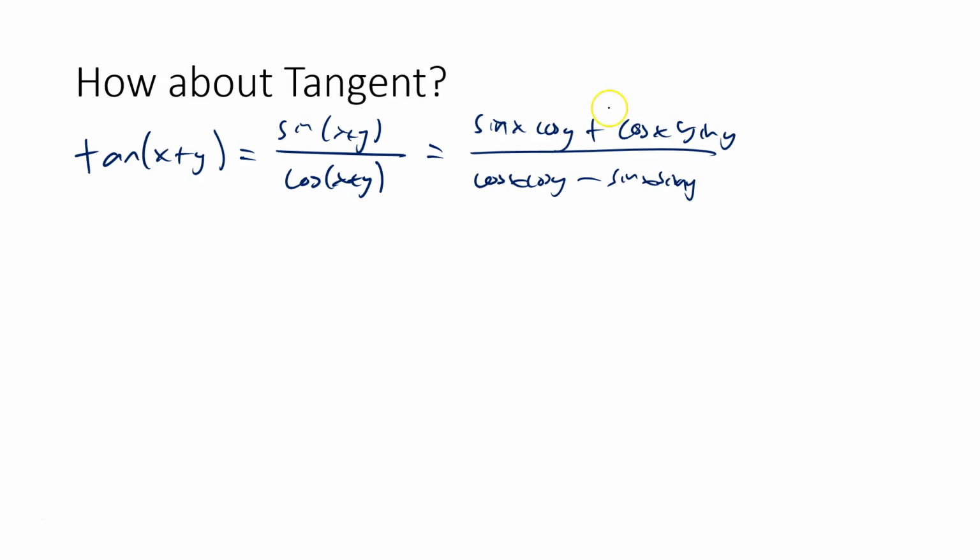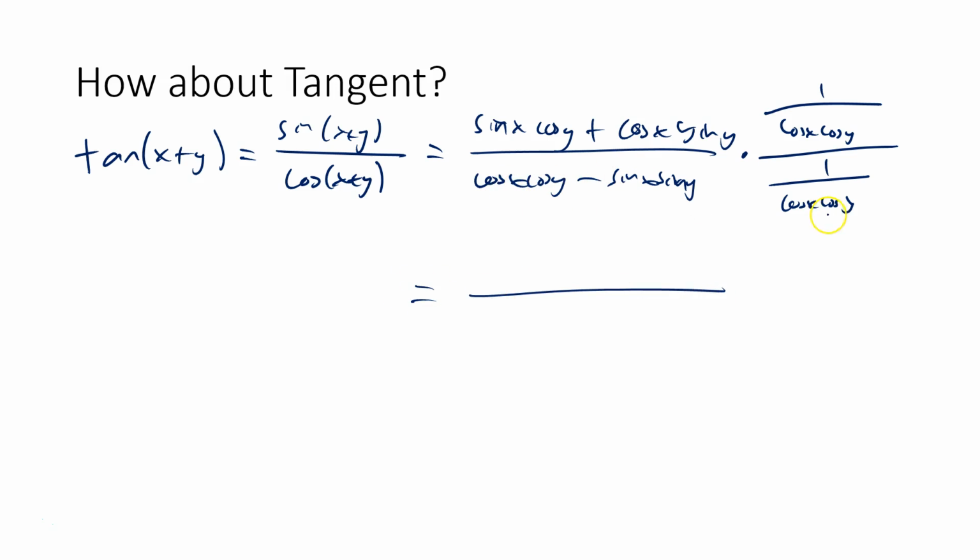Now, we could just plug everything in here, but it can be kind of annoying. So what we're going to do is multiply this just to get some stuff to cancel out. On the top and bottom, we're going to do 1 over cosine x cosine y. Now, this should cancel out all kinds of stuff. The bottom's actually easier, so we'll do that first. Cosine x cosine y divided by cosine x cosine y is 1. Sine x sine y over cosine x cosine y is tan x tan y.